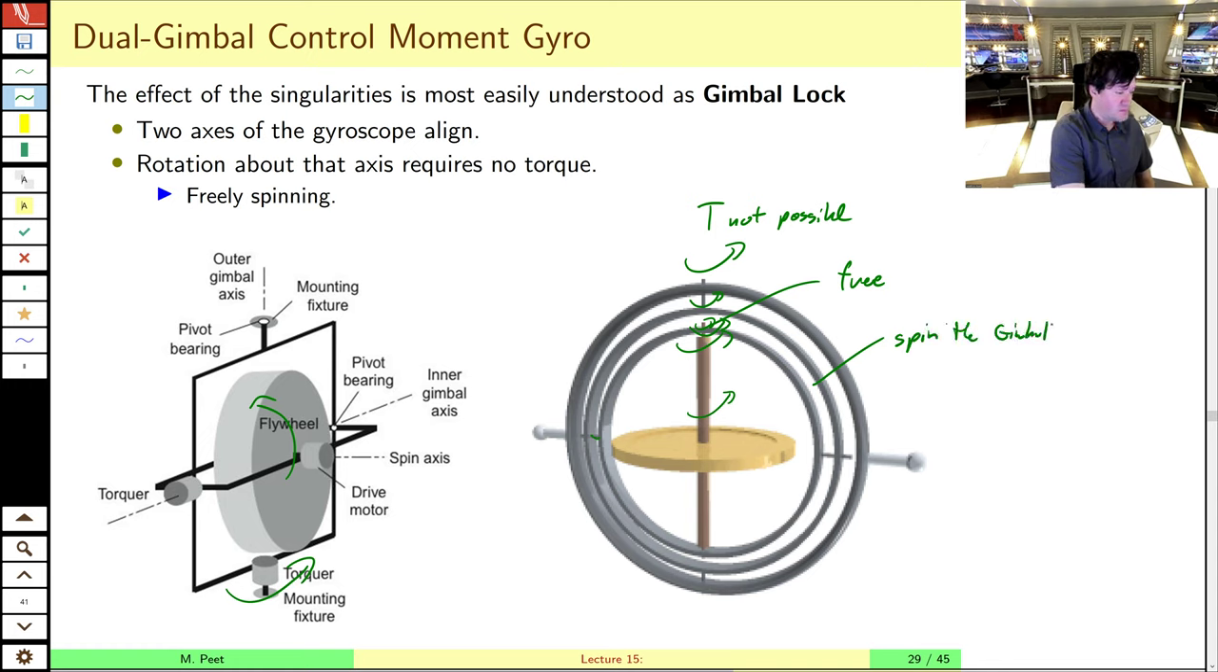So this is a problem, right? So this is a problem with gimbal lock. And basically, you just avoid it, right? Solution, don't add too much torque. Now, when you're doing those rotations, those Euler rotations, you don't really keep track of how much torque you're adding, so you just have to avoid the singularities in rotation.